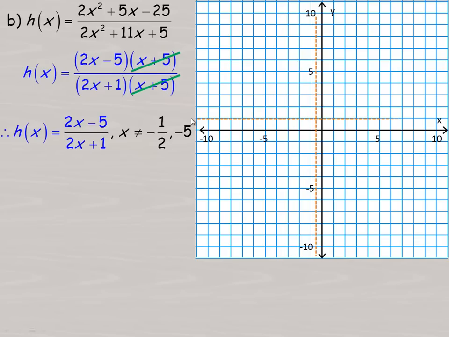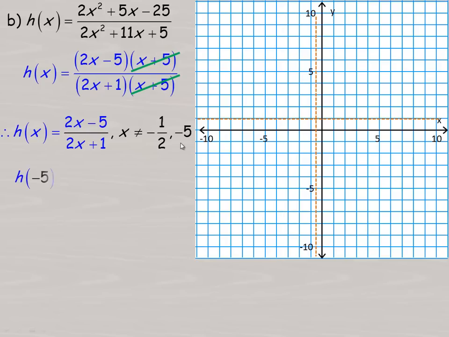And I'll draw the horizontal as well. You can get the horizontal asymptote, it's y equals 1, or h of x equals 1, by taking the ratio of the dominant terms. 2x over 2x is 1, or 2x squared over 2x squared is 1.